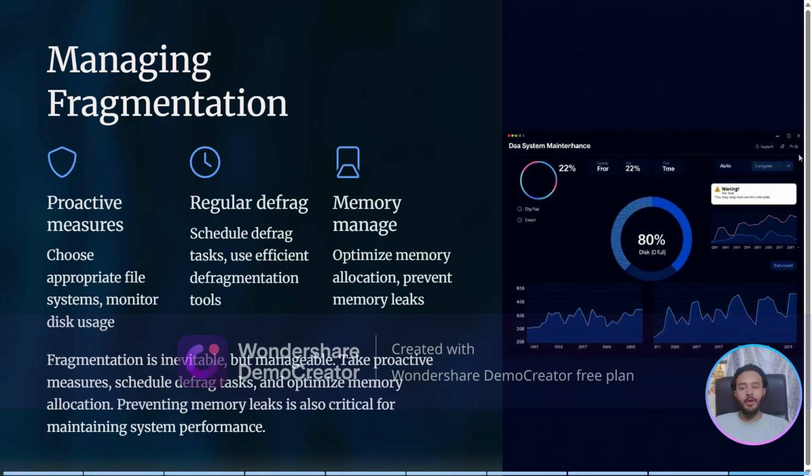Managing fragmentation. First is proactive measures. We have to choose appropriate file systems and monitor disk usage. Second is regular defrag: schedule defrag tasks and use efficient defragmentation tools. Third is memory management: optimize memory allocation, which prevents memory leaks.